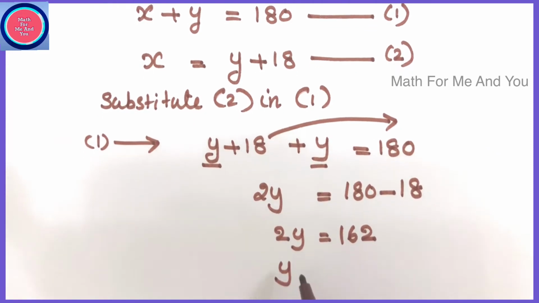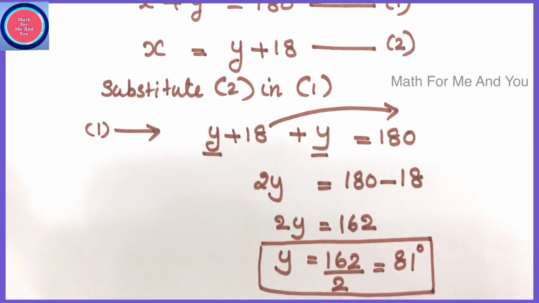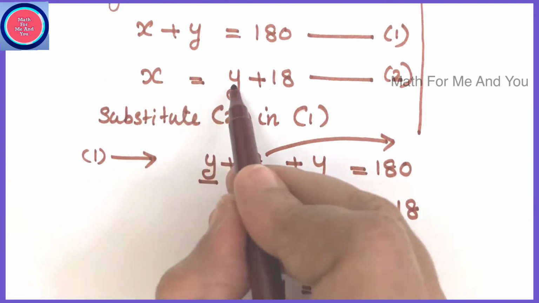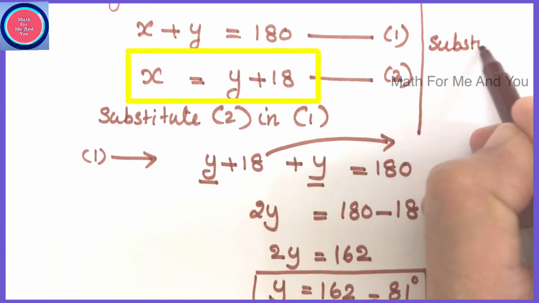What is the value of y? 162 divided by 2 is equal to 81 degrees. Y is equal to 81 degrees. The smaller angle is ready. Now we can find the other angle x. How? Substitute this value of y in equation number 2.